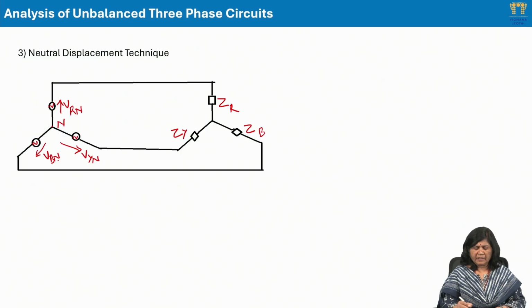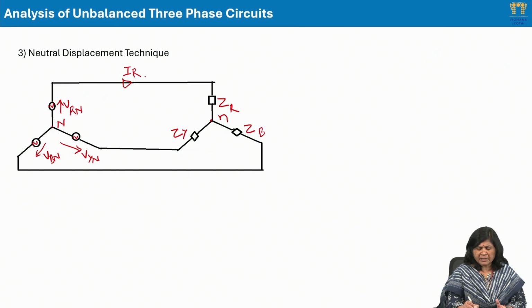VBN. Now this capital N, which is the neutral point of the supply, and my neutral point of load are not at the same potential level. So we need to find out how much shift these neutrals are having. That technique is called the neutral shift technique.